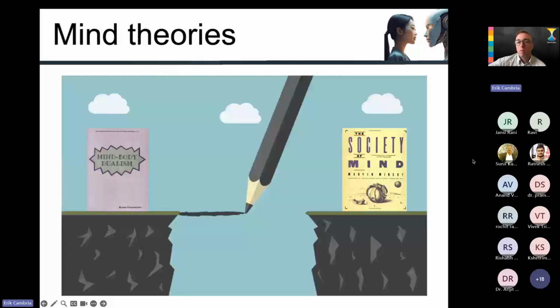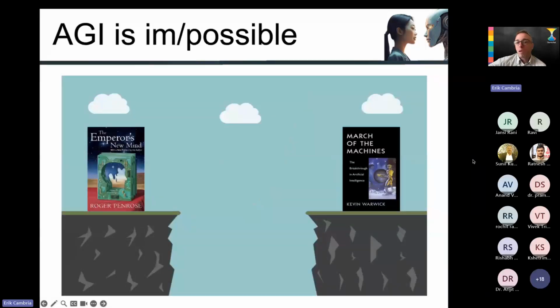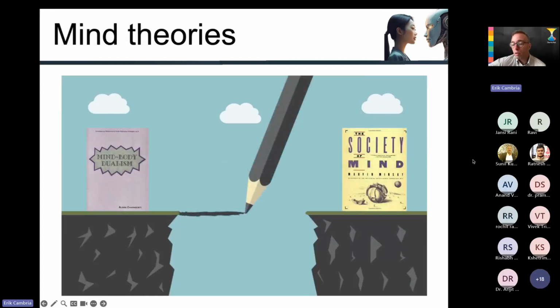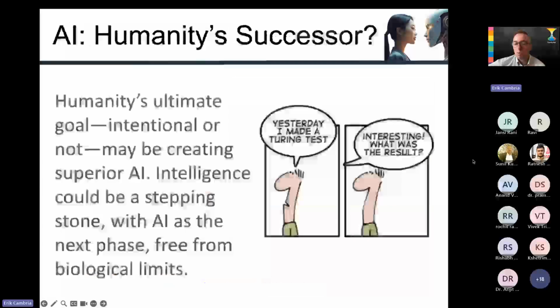So yeah, some people say that AGI is possible. Some people say that it's impossible. It depends once again on how you define intelligence and what for. And this opens up philosophical questions about the meaning of AI and the meaning of humanity as well.